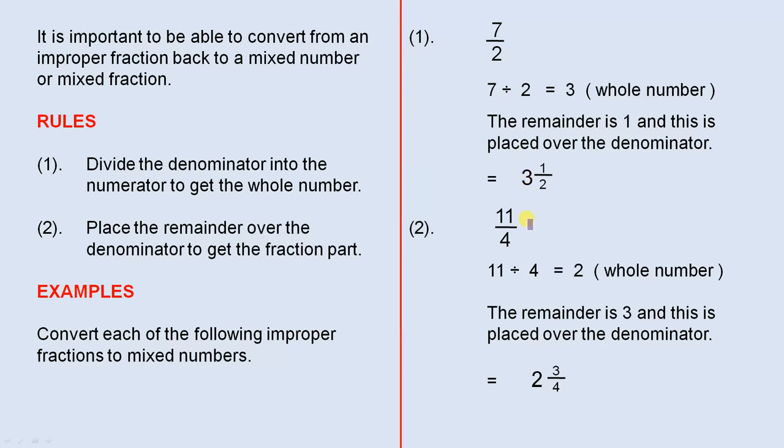The next one is 11 over 4. 11 divided by 4 equals 2. That's the whole number part. The remainder is 3, and this is placed over the denominator. So we have 2 3/4, and that's the same as 11 over 4.